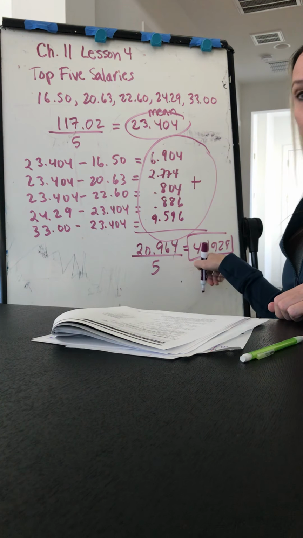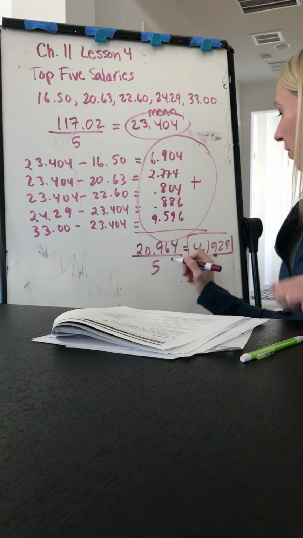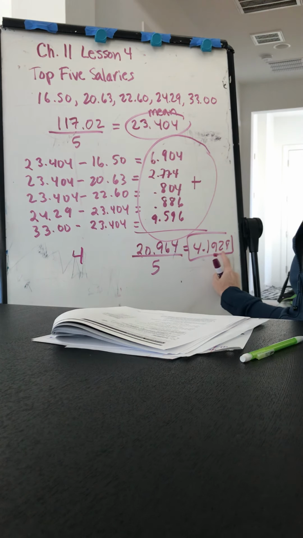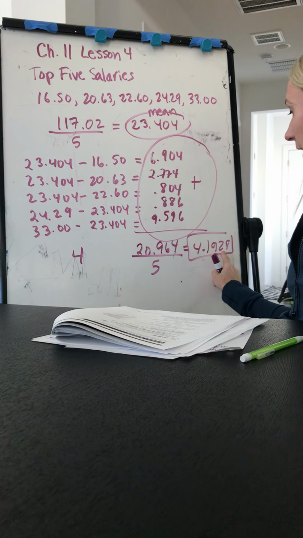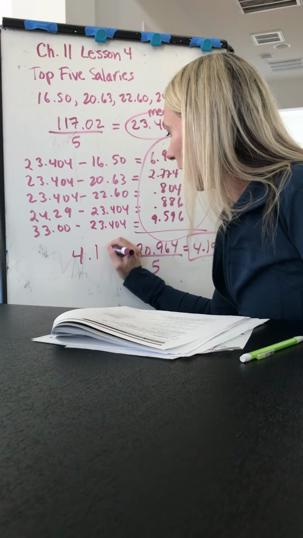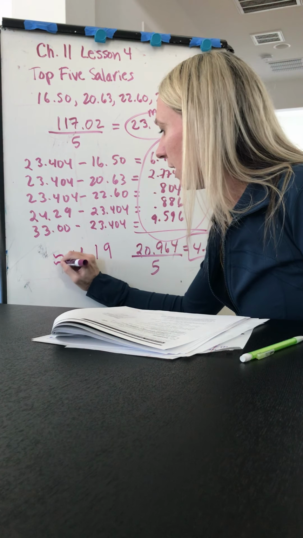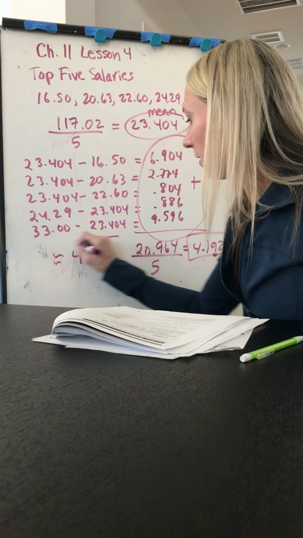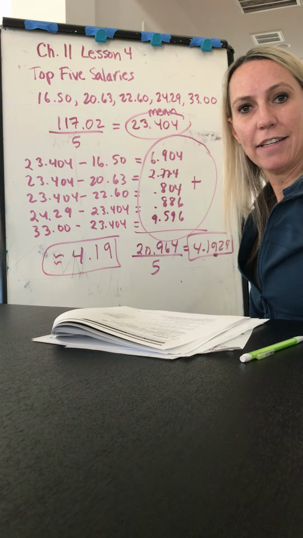Okay, and they rounded to the nearest hundredth, so when you round, you look at the number next to it. If it's below a 5, I'm just going to leave it at 4.19. And when you round, I call it the squiggly equals. That just means approximate. Okay? And that is it. Thanks.